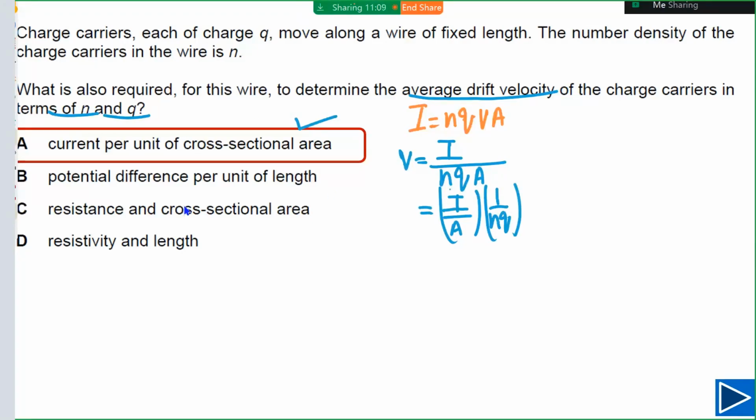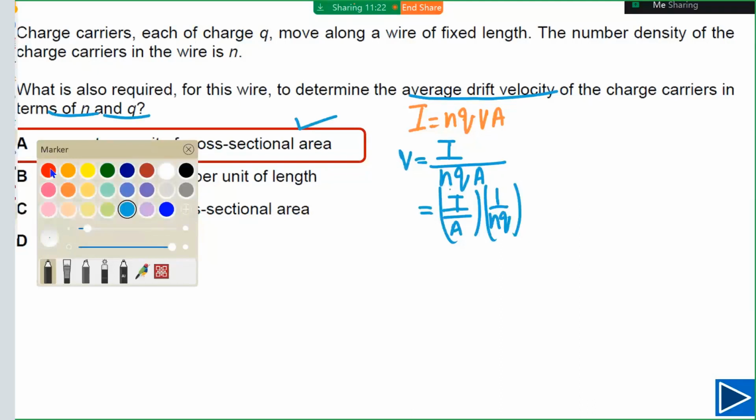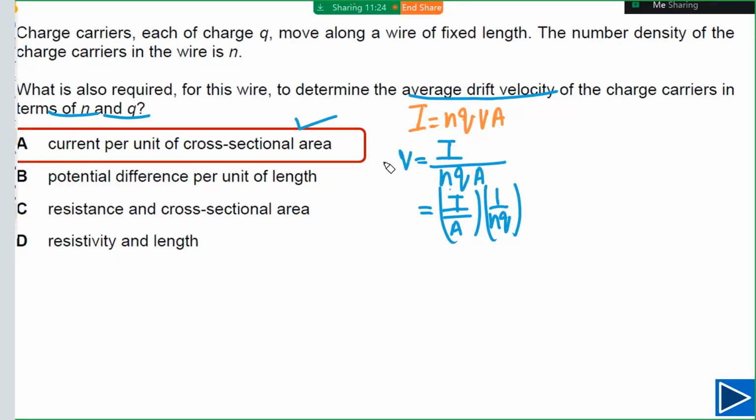The rest of the options are not possible answers. Let me rewrite here for you. So this is telling you this is I over A. This one, please. This is I over A. So that's the reason the answer is A. Let's move on to the next one.